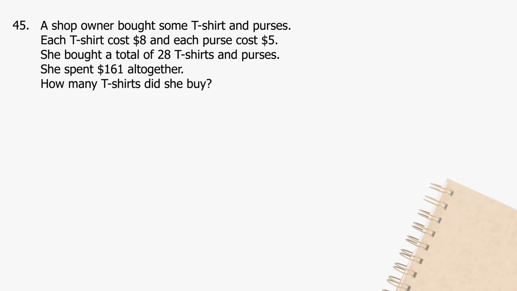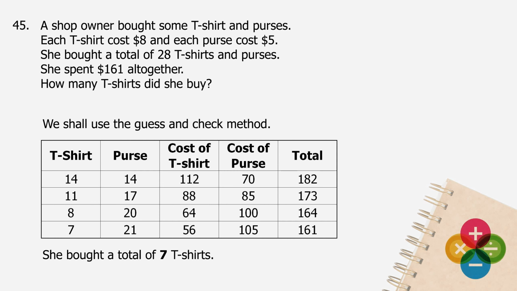Question 45. A shop owner bought some T-shirts and purses. Each T-shirt cost $8, and each purse cost $5. She bought a total of 28 T-shirts and purses. She spent $161 altogether. How many T-shirts did she buy? We shall use the guess and check method. She bought a total of 7 T-shirts.